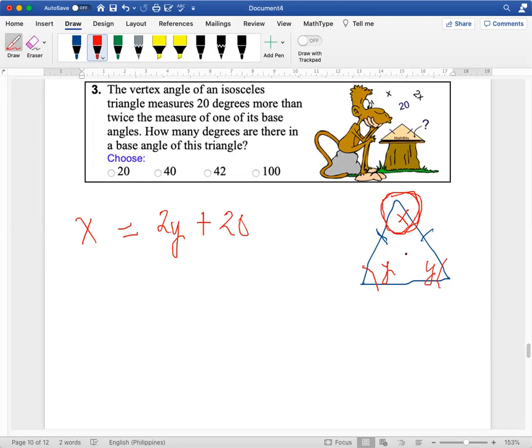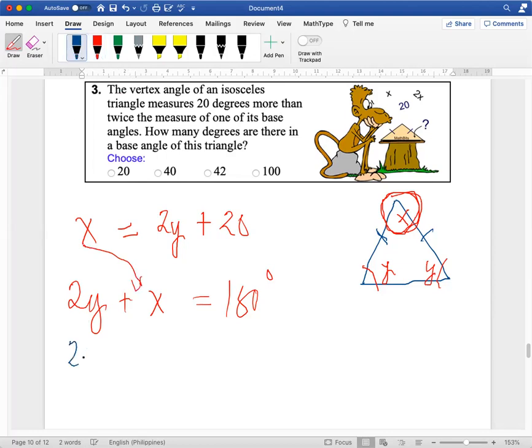So we know that, based on the theorem of the triangle, the sum of the angles of a triangle is equal to 180 degrees. So that's 2y plus x is equal to 180 degrees. I already added y and y, that's why I have a 2y. So we can substitute the value of x here.